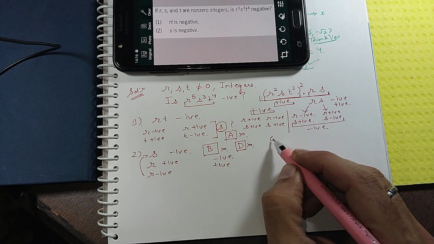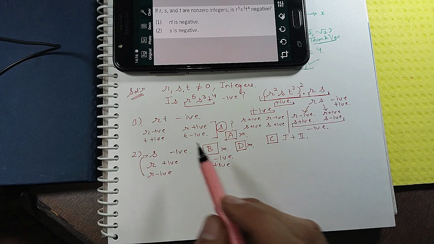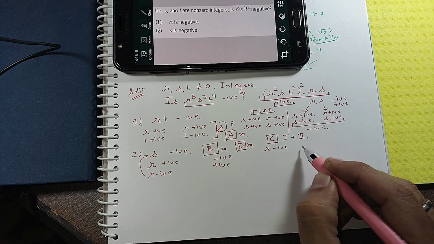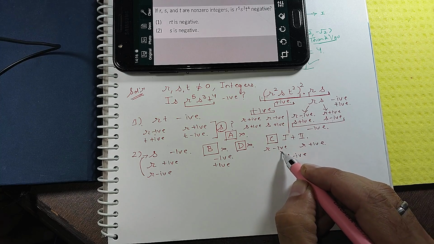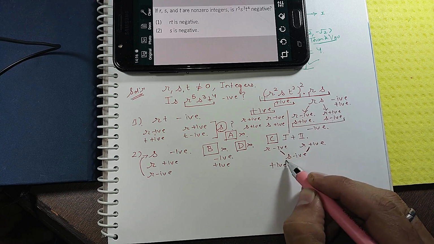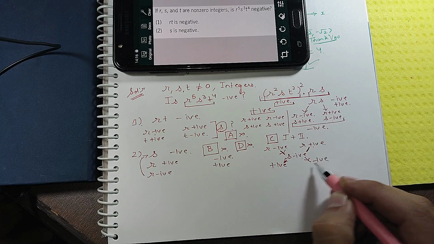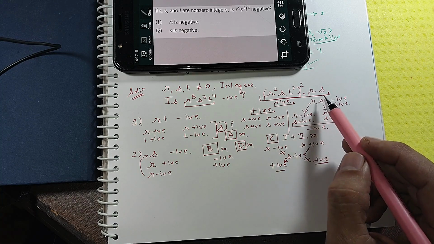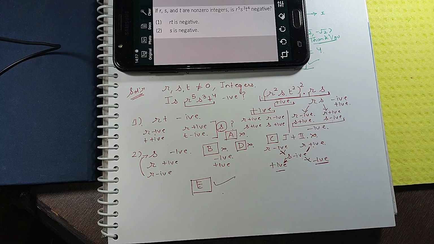Now we will check statement C, combining statements 1 and 2. From statement 1, we have arrived at two values of R, that is R negative as well as R positive. And from the second we have arrived at S is negative. If R is negative, then we will have the overall value as positive. And if R is positive and S is negative, then the expression will be negative. So still we are not able to find whether this whole expression is negative or positive. So we will mark option E, that both statements together are still not sufficient to answer our question.